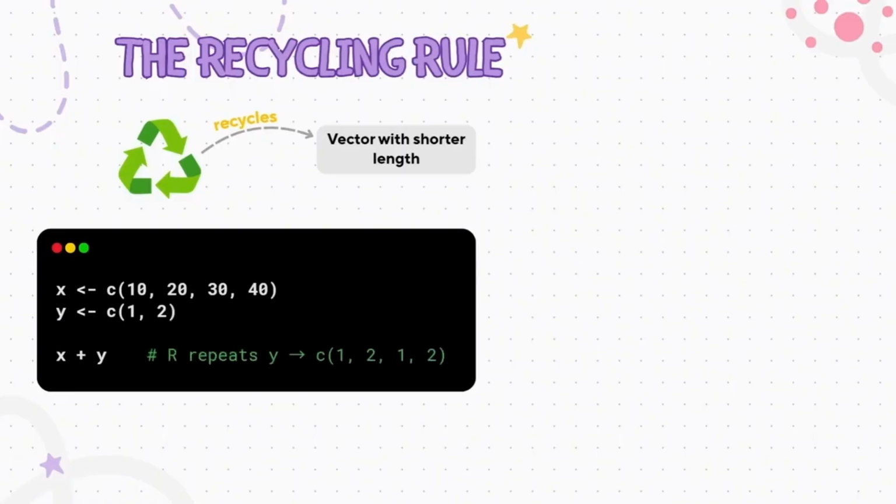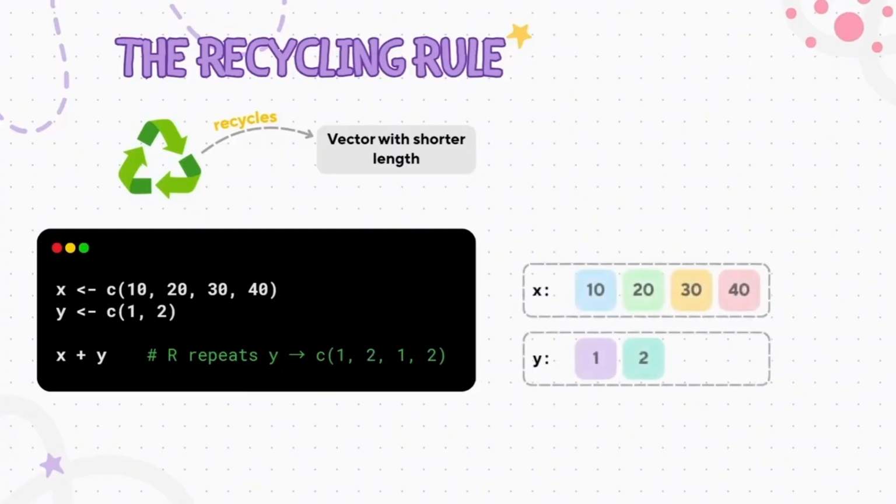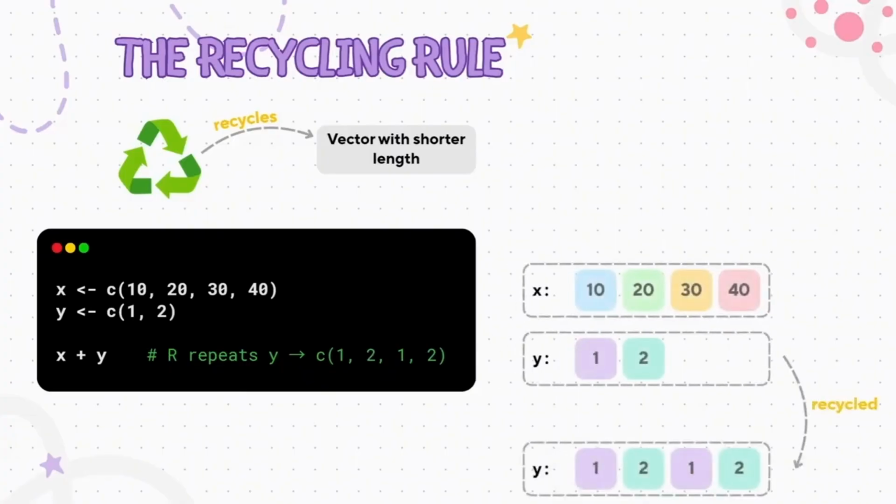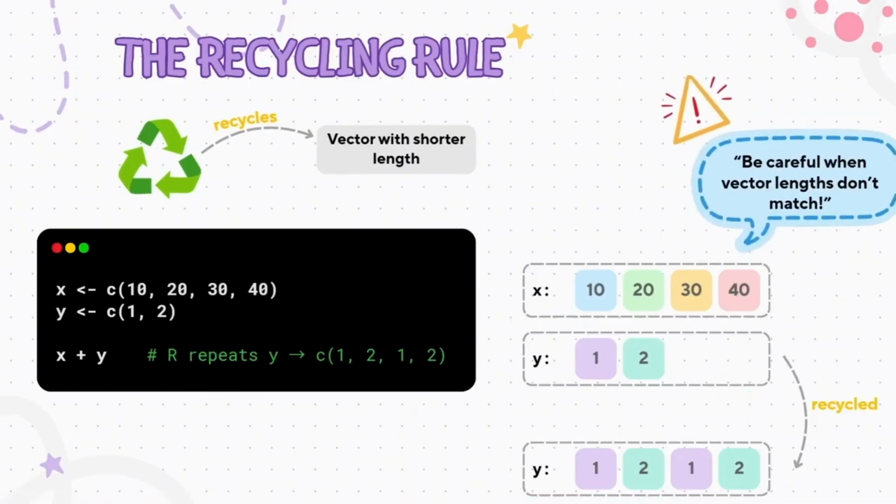So if we had two vectors, let's say x, which stored the values 10, 20, 30, and 40, and y, which stored the values 1 and 2 only, R would repeat the values of y to match the length of the larger vector, which in our case is x, which holds 4 values, whereas y holds 2 values. So while doing the operation x plus y, R would repeat y as 1, 2, 1, 2. Since y only has 2 values, R repeats them to match the length of x. So the operation becomes 10 plus 1, 20 plus 2, 30 plus 1, and 40 plus 2. It is clever, but it can also bite you later if you're not expecting it, so be careful when vector lengths don't match.